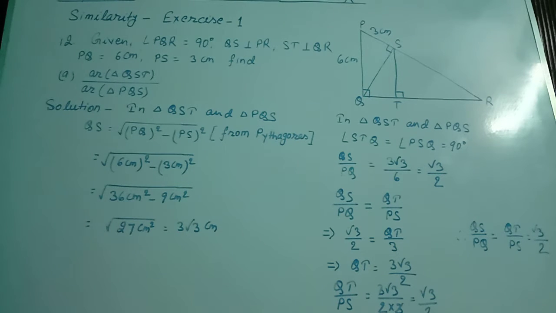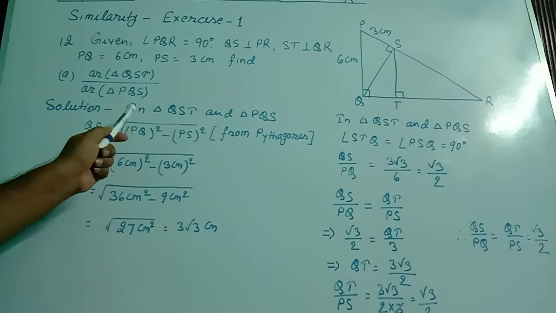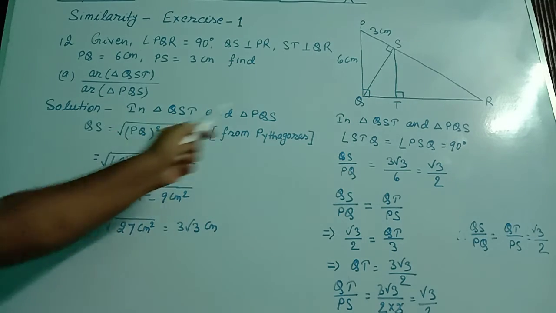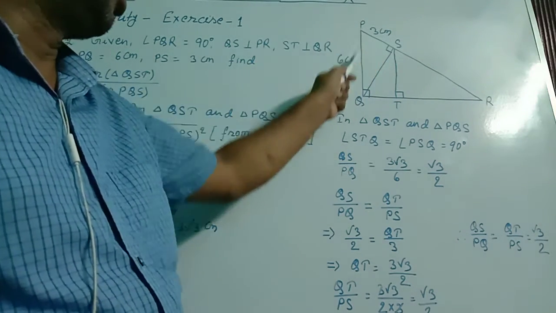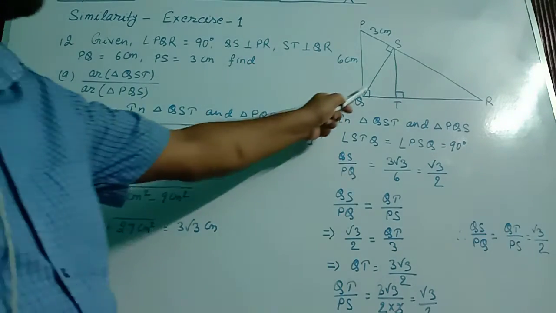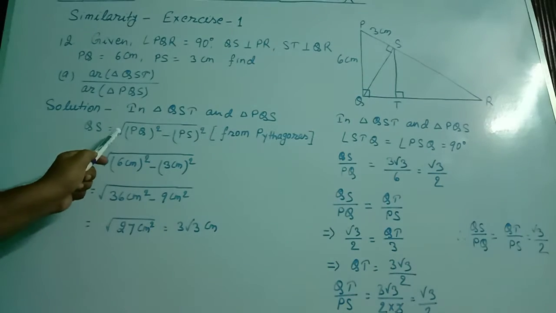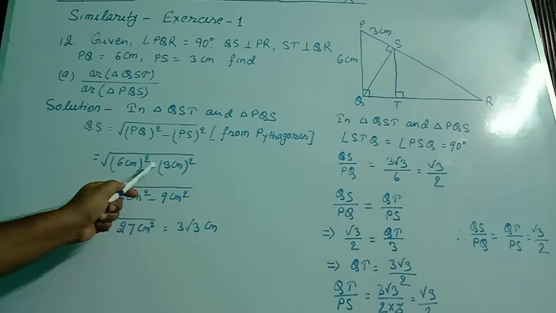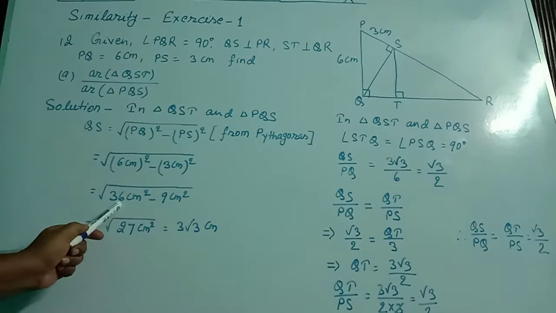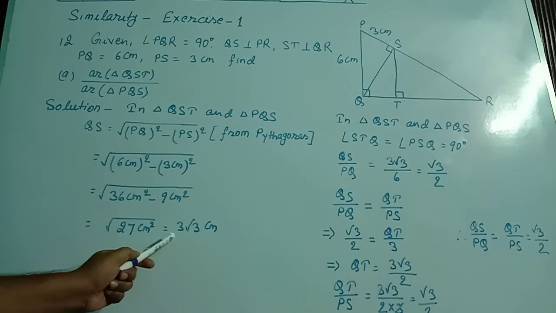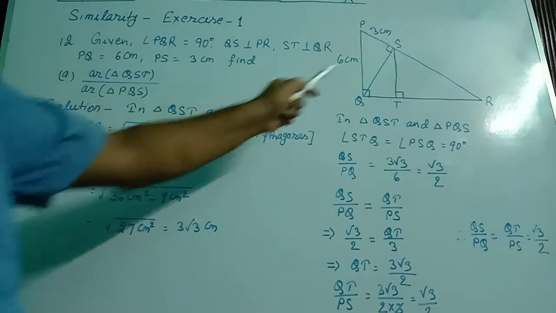So this question is a little different. First of all, we find QS, this line, because hypotenuse is given, base is given. I used Pythagoras theorem to find QS. QS equal to root over PQ square minus PS whole square equal to 6 centimeter whole square minus 3 centimeter whole square, 36 centimeter square minus 9 centimeter square, 27 centimeter square, equal to 3 root 3 centimeter. So I got QS.